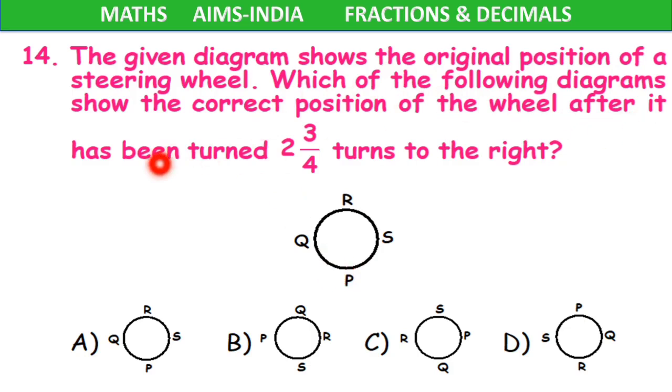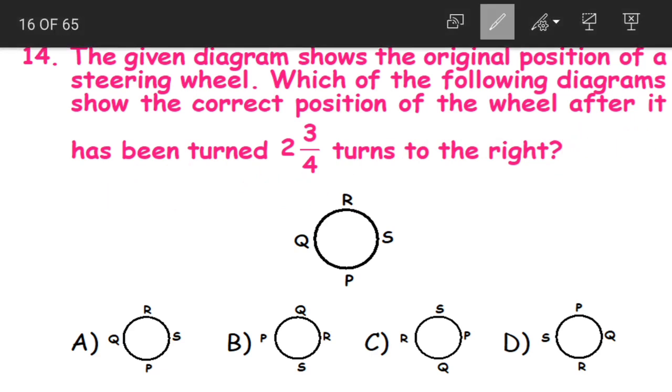Now which of the following diagrams shows the correct position of the wheel after it has been turned 2 3/4 turns to the right? What does the steering wheel mean? While we are driving in a car or something, you will be seeing the wheel, right, in a car, bus. Yes, the wheel is called a steering wheel.